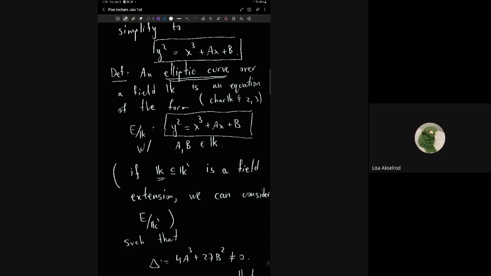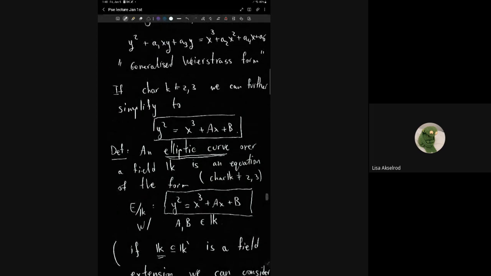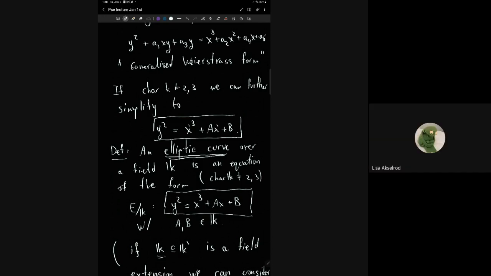Maybe one question. When we went from generalized Weierstrass form to simplified, we had x and y in the generalized and x and y in the simplified. But I guess these are different x and y's, right? Yeah, you do a change of variables. Again, for simplicity, I just use the same notation. But if you want to be formal, you can call these x prime, y prime. Okay. That's all.